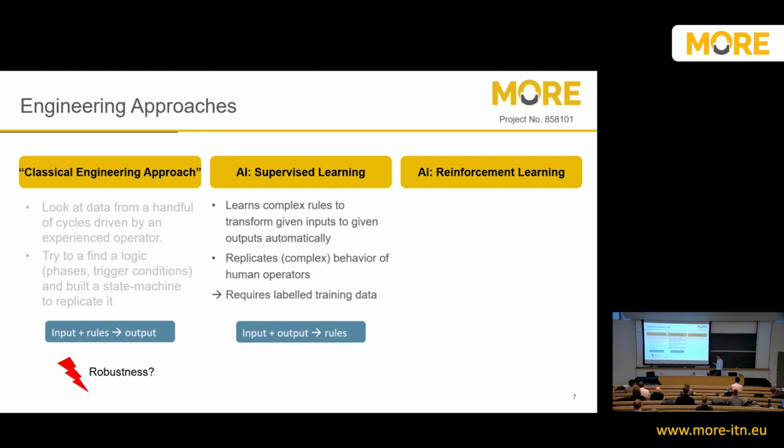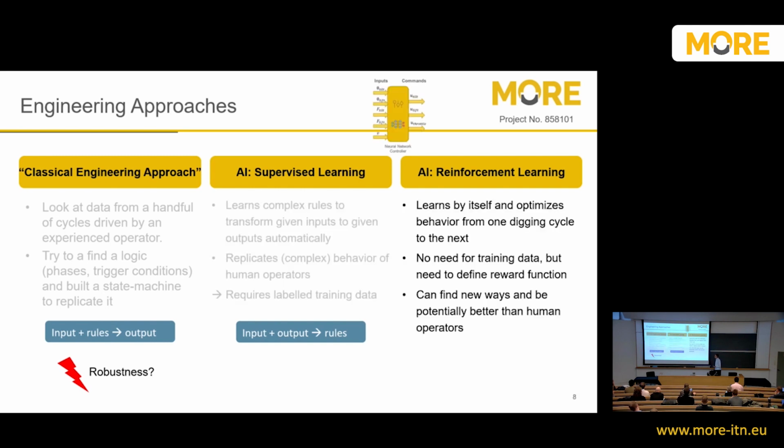So here it's a little bit the other way around. Instead of having input and some rules, we get the output. Here we have the input, so the angles and forces. We have the output, what the operator is doing, the command from the joystick and throttle pedals, and then we create some rules from that.